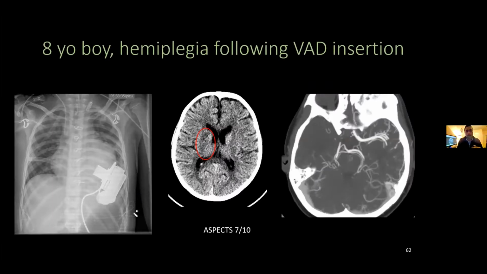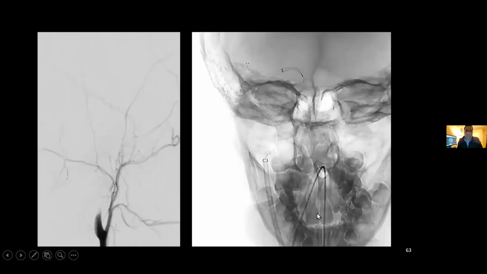This boy had a cardiomyopathy, a DCM, and he has this ventricular assist device, but he didn't wake up the next morning, and when he woke up, he was hemiplegic. The CT showed this infarct in the internal capsule and basal ganglia. Aspect score was 7, but we don't rely much on aspects because most of the time we do MRI, but you can see the complete cutoff of the right-sided MCA.